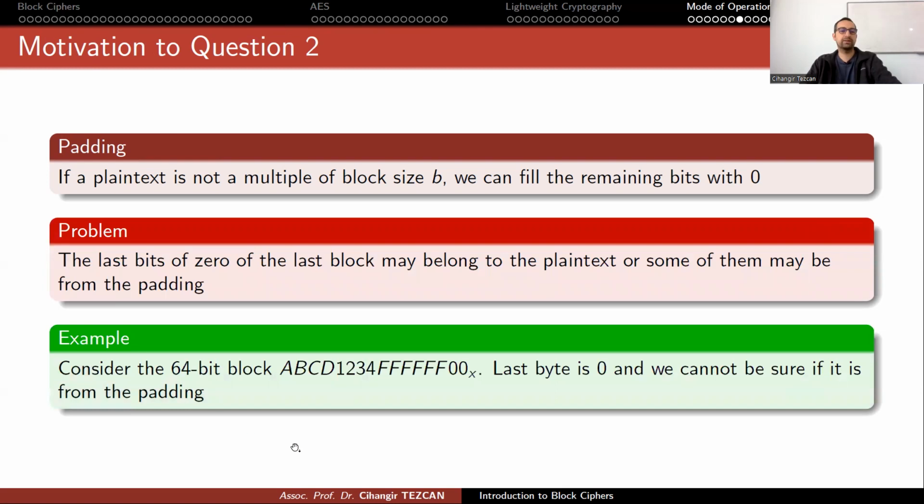For instance, consider the 64-bit block like this. As you can see, the last 8 bits, the last byte, is all 0. So the question is, is it from the padding or is it from the plaintext? If you don't know the payload size, the plaintext size, then you cannot distinguish. But if your protocol also sends the size of the plaintext, then you wouldn't have this kind of ambiguity. You can use this technique by filling all with zeros or something else.